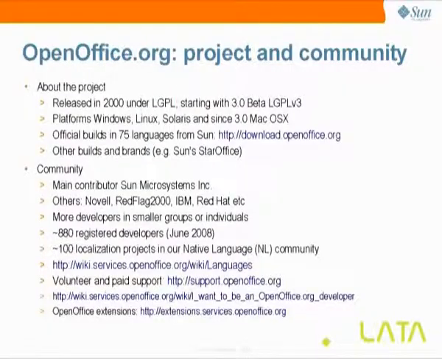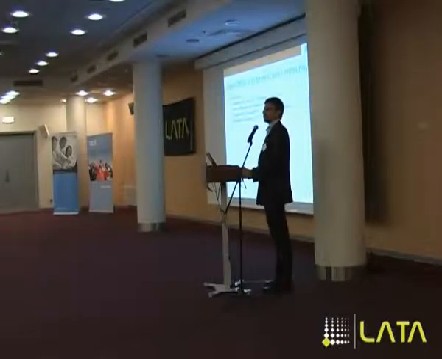So first, let me talk a little bit about our project and our community. The project was started in 2000 when the source code was released under the LGPL version 2. With our latest release, we now switched to the LGPL version 3. And the project always was meant as a platform-independent project. From the beginning, we had versions of OpenOffice for Windows, for Linux, and for Solaris. And also with our latest release, we now have a version for Mac OS X, a native support for the Mac OS X.